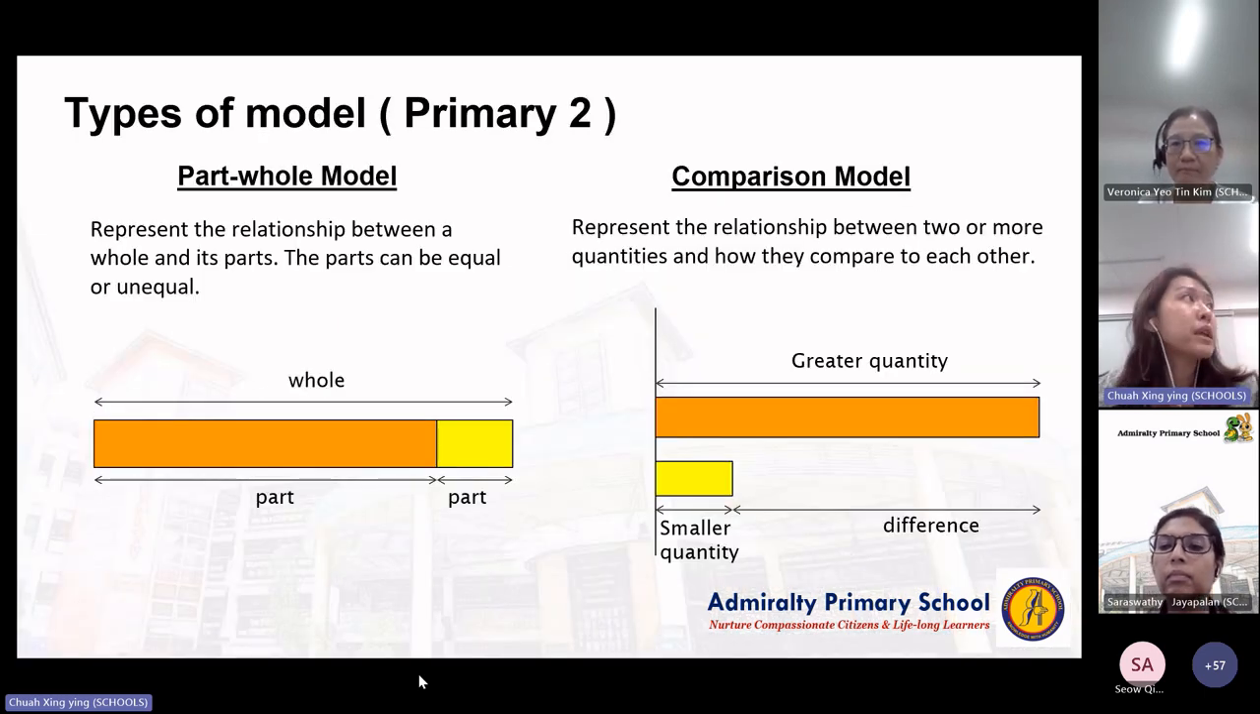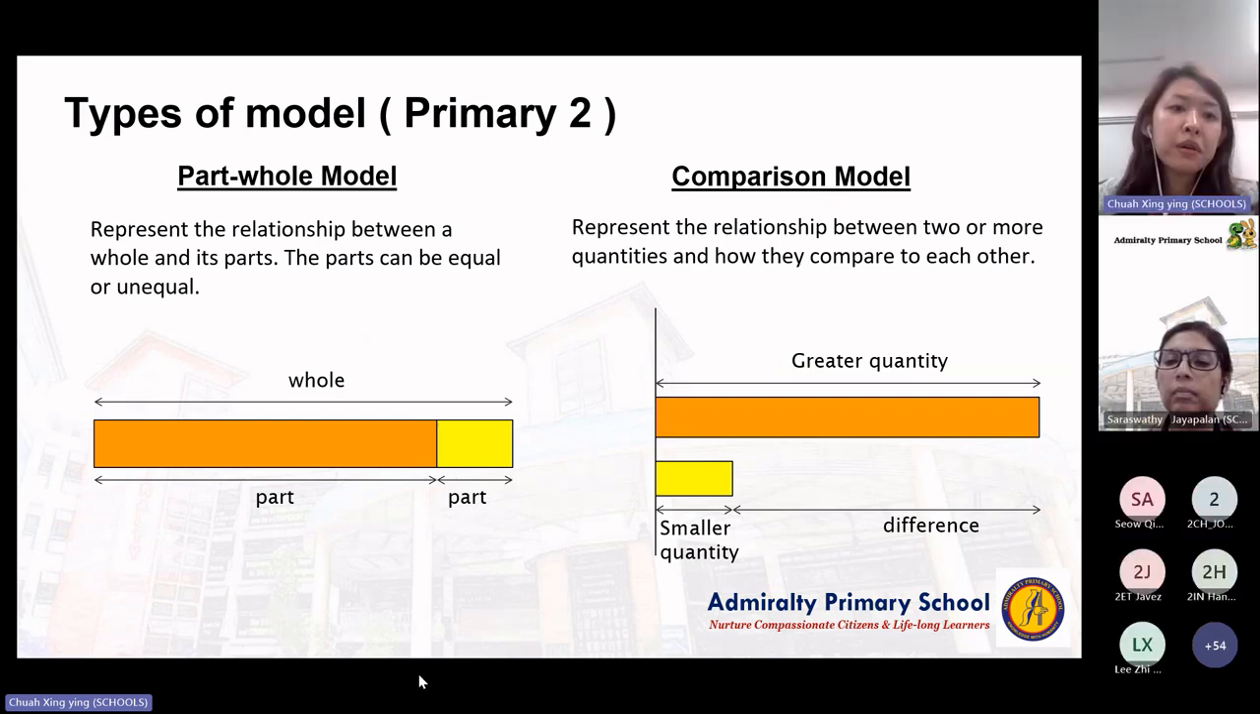These are the types of model that the primary 2 students will be learning: part whole model and comparison model. Part whole model represents the relationship between a whole and its parts. The parts can be equal or unequal. Comparison models represent the relationship between 2 or more quantities and how they compare to each other.